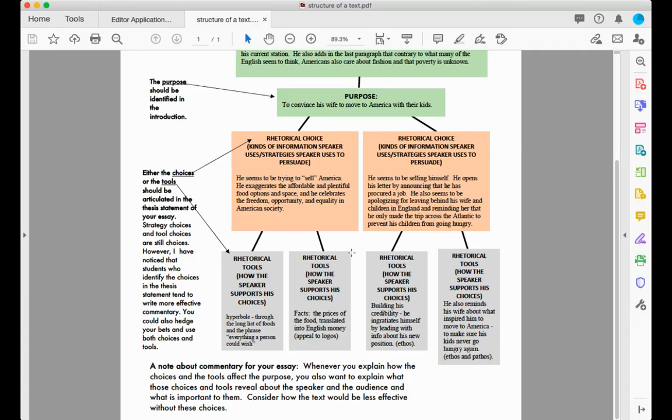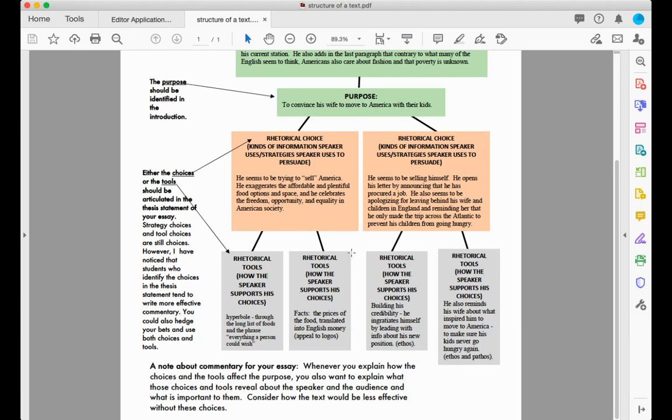And regarding the essay writing, this is what I've noticed in the paragraphs that you've turned in, that you want to have either the choices or the tools articulated in the thesis statements of your essay. Both of them are choices, and that would sort of answer the thesis statement.